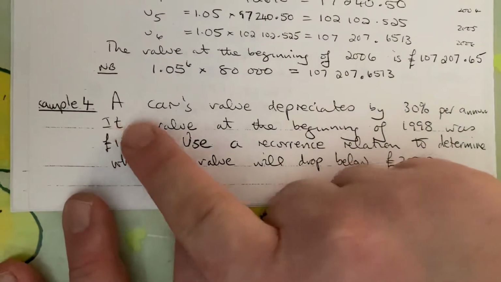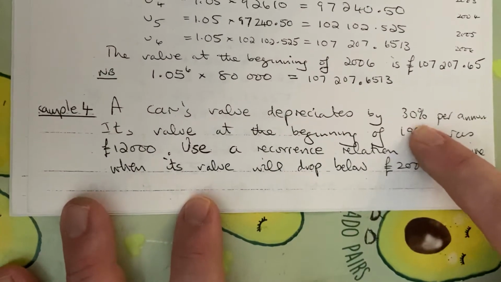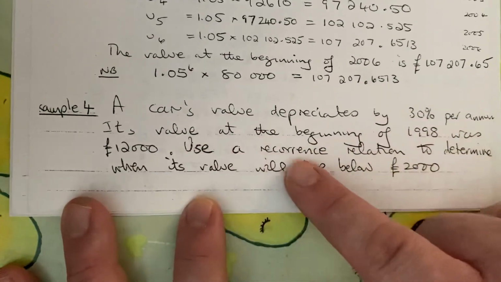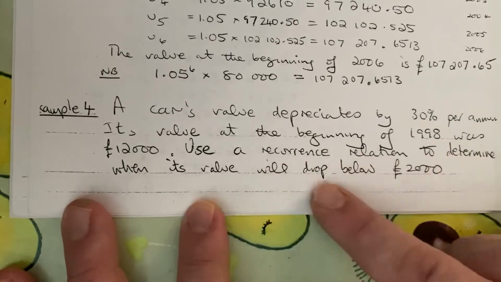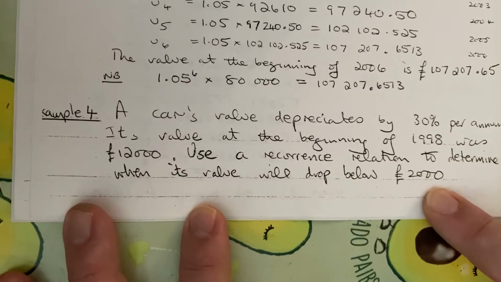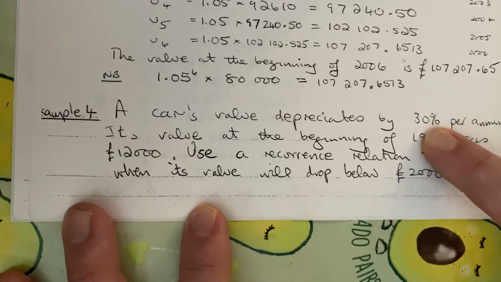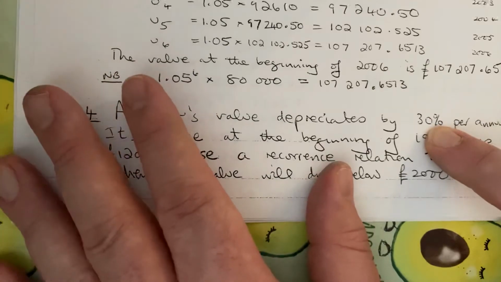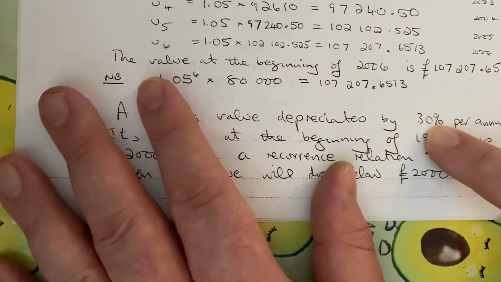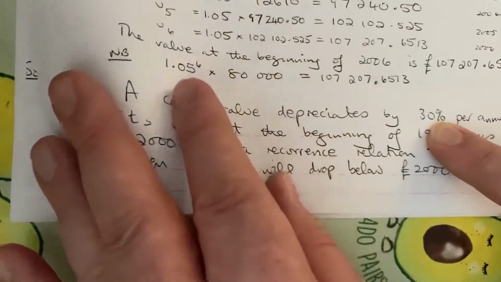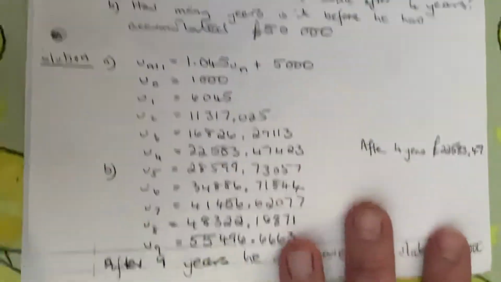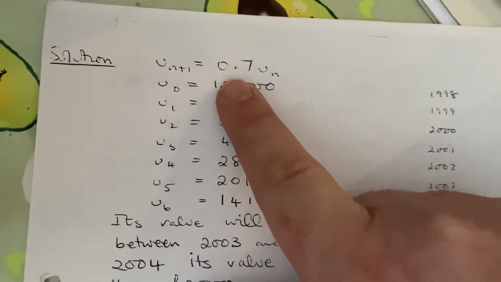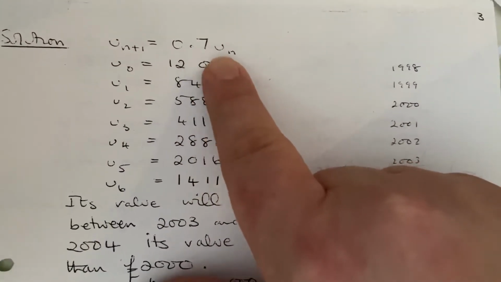So looking at another example, a car's value depreciates by 30% per annum. Its value at the beginning of 1998 was 12,000. Use a recurrence relation to determine when its value drops below 2,000. So 30%, start with 100, take off 30 will give you 70. So 0.7 would be our multiplier. So here, Un+1 equals 0.7, our multiplier, times Un.